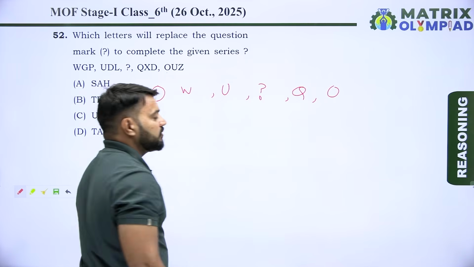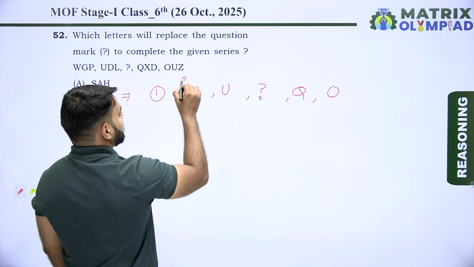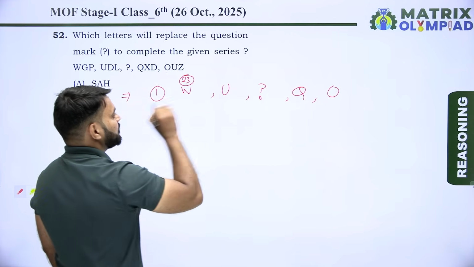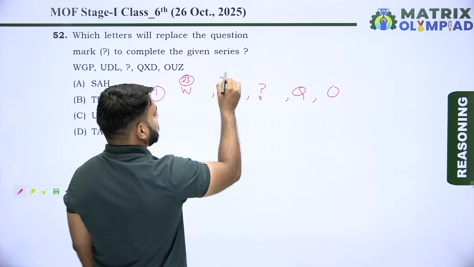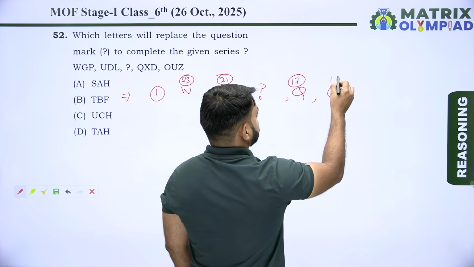Now find the pattern of the given letter series. So the place value of W is 23 in the English alphabet. The place value of U is 21. The place value of Q is 17. The place value of O is 15.